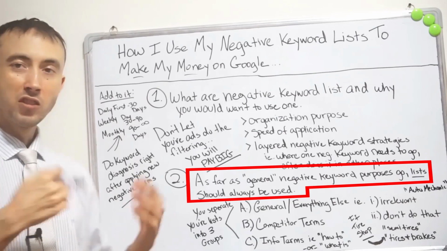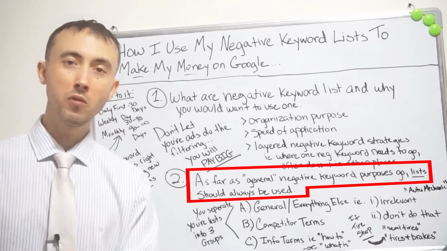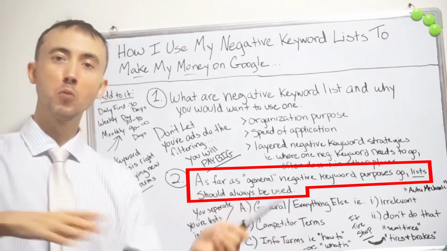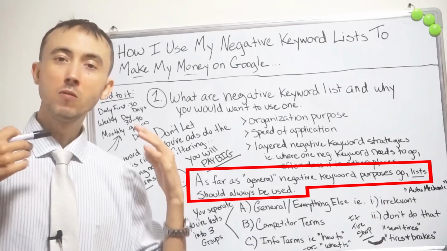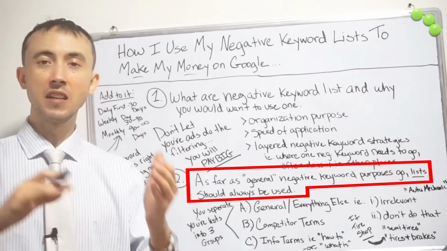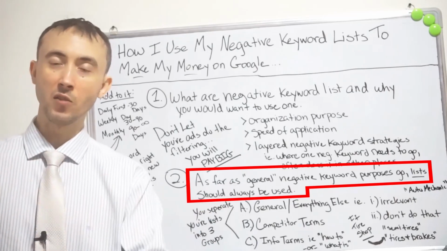So for those general keywords, you should be using your negative keyword lists, applying them to more than one campaign. You would do yourself a favor by having a negative keyword list strategy where you do that and then apply the negative keywords to everything.